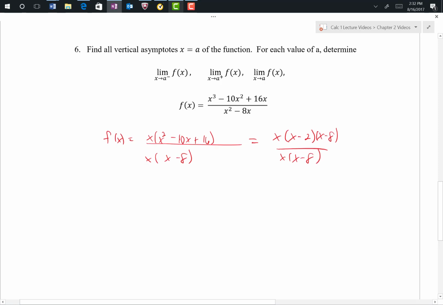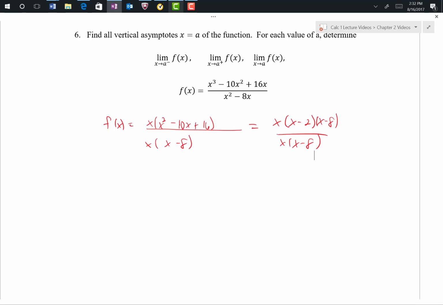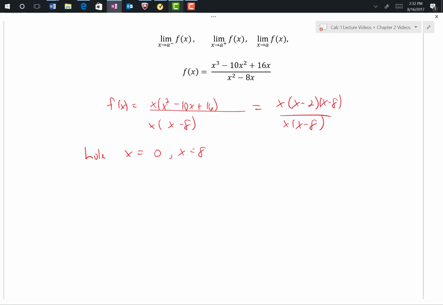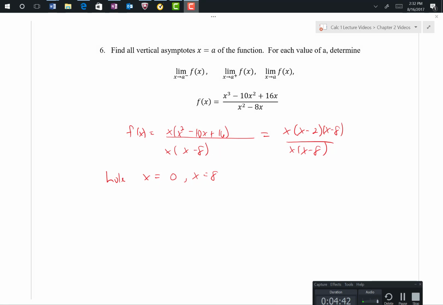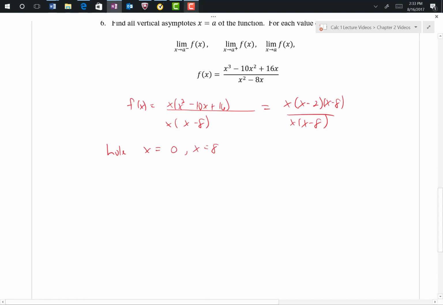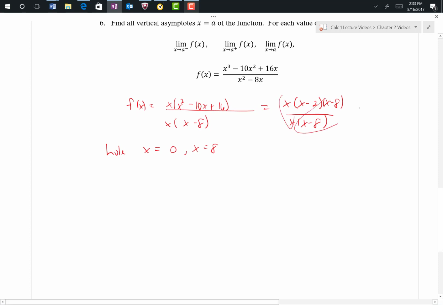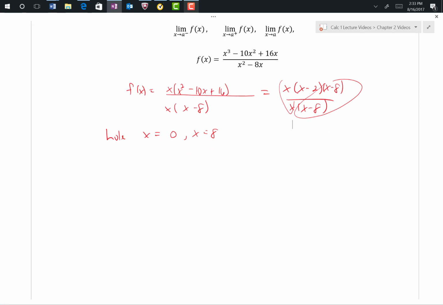Okay, so remember when the numerator and denominator share a common factor, that's where you have holes. So there's a hole at x equals 0 and x equals 8. So since the numerator and denominator have these two common factors and there's no additional factor in the denominator that would make the denominator equal to 0, we have no vertical asymptotes.